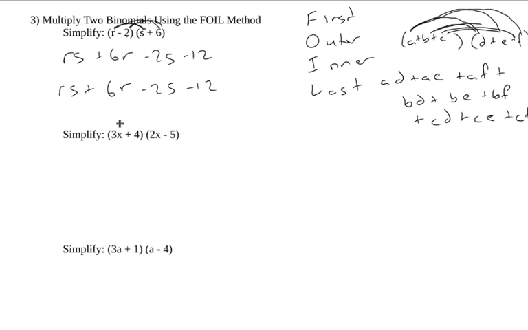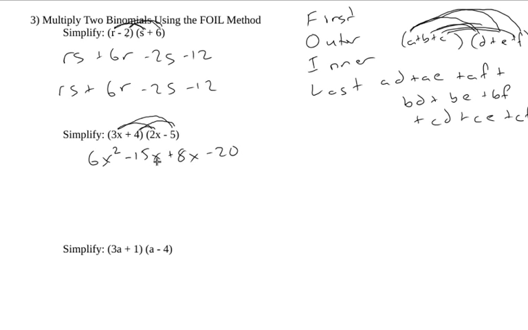Alright, so I'm doing this example. I'll take the 3x times the 2x. 3 times 2 is 6. x times x is x squared. 3x times the negative 5, well, that's a negative 15x. Then I'll take my 4 times the 2x, which gives me 8x. And the 4 times the negative 5, which gives me a negative 20.